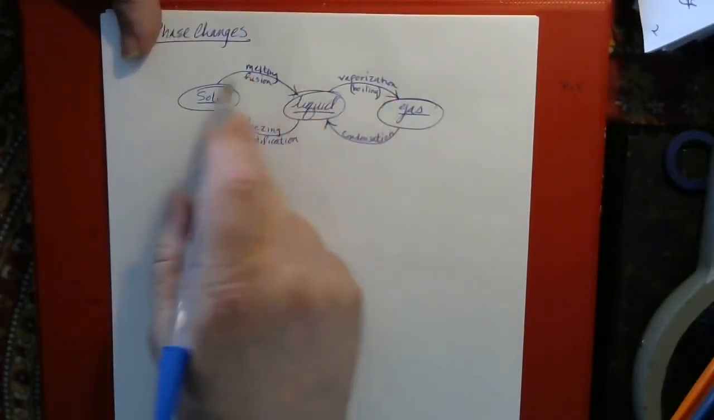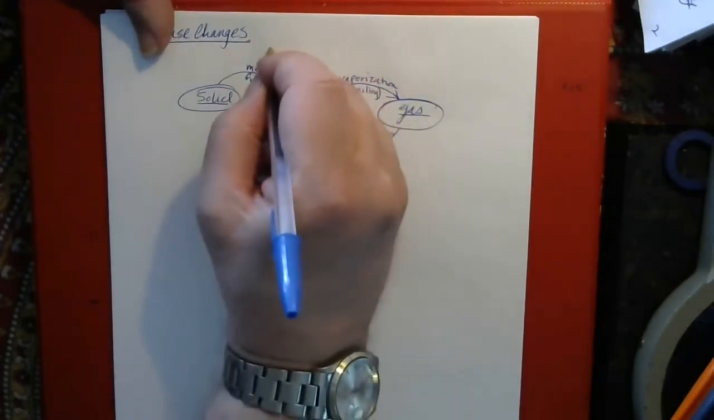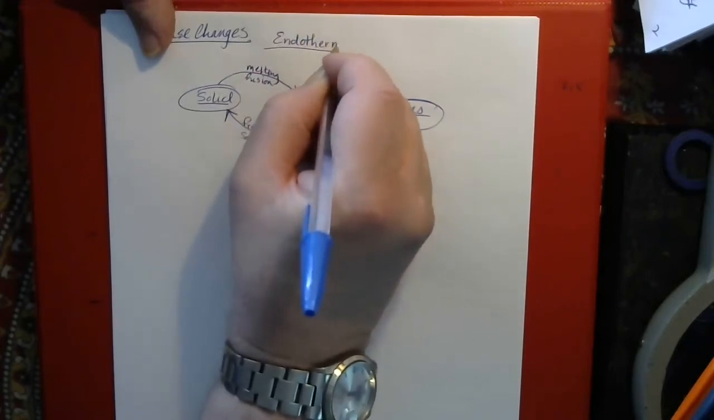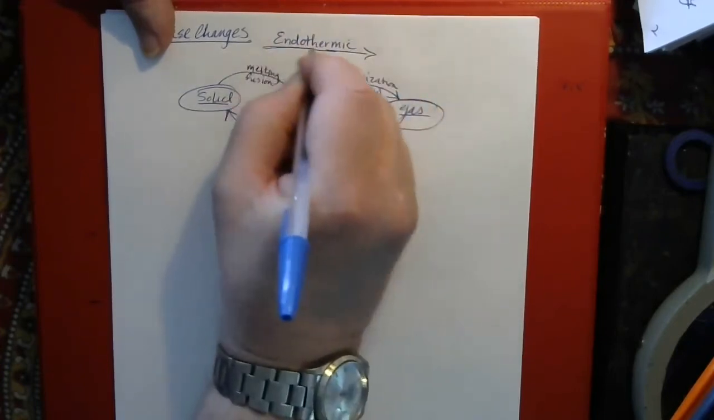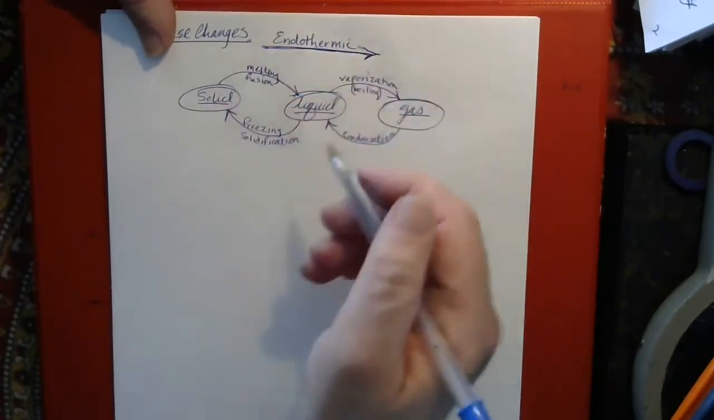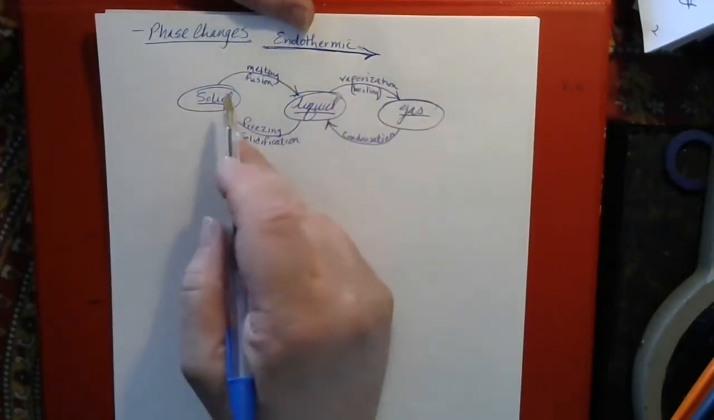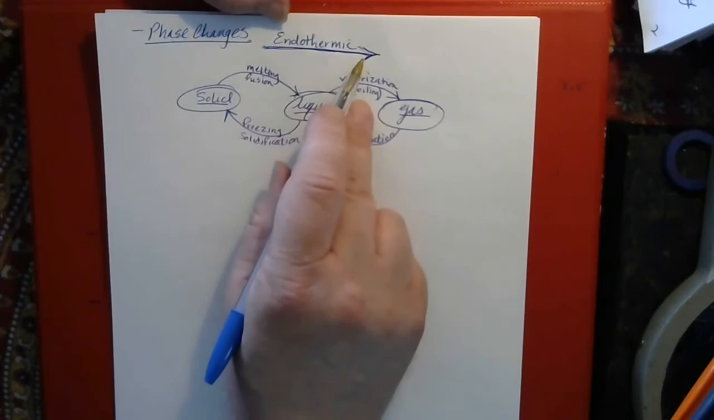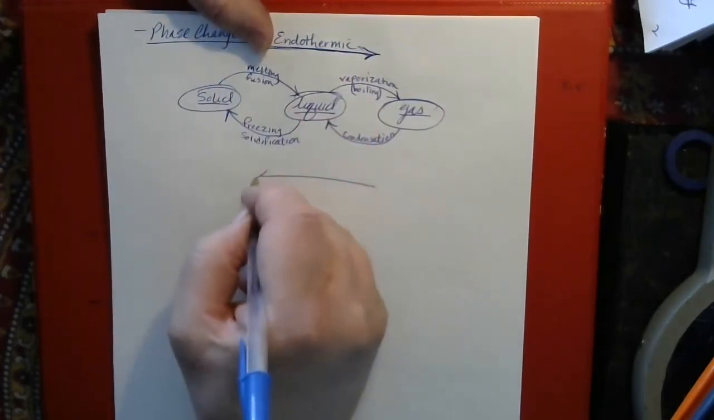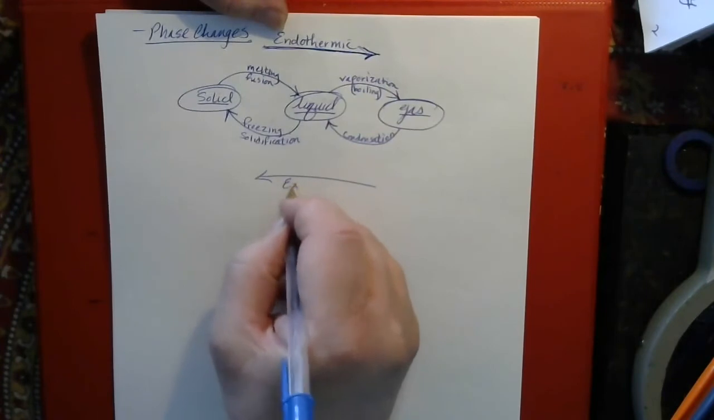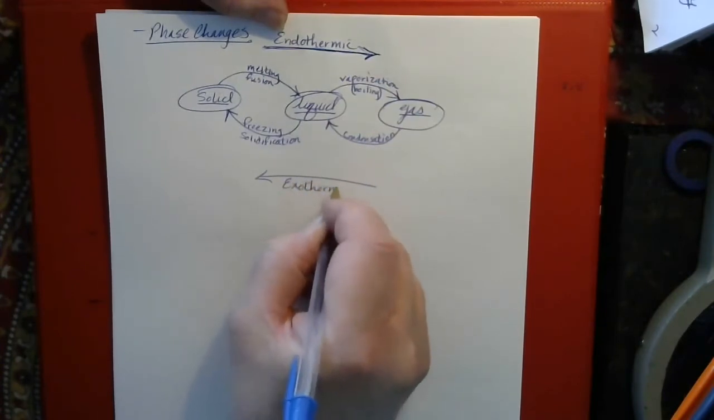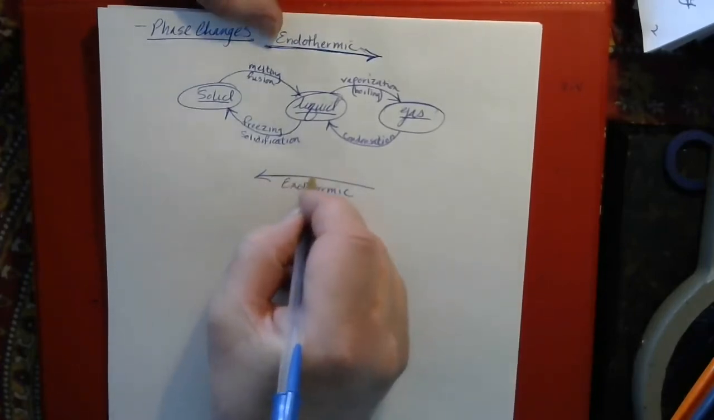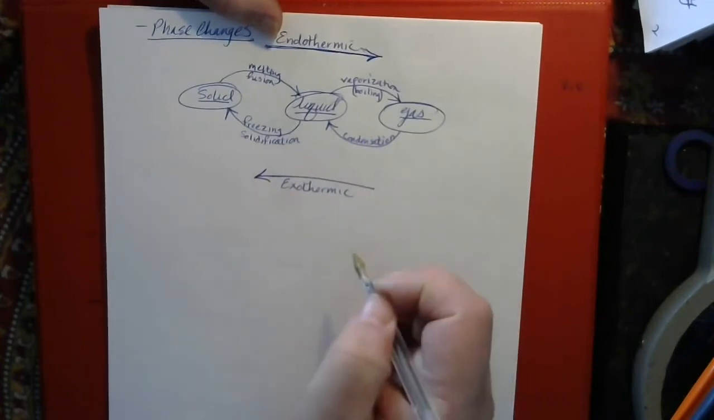And so any process on this chart that goes from left to right would be endothermic. So any of the processes that go from left to right would be a process that requires you to put energy into the substance. And any of the processes that go in the opposite direction would be exothermic processes, that is, processes in which the substance releases energy.